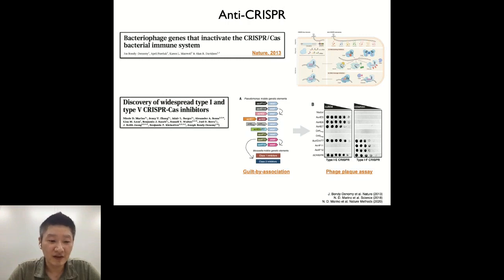However, as the existence of anti-CRISPR has been revealed relatively recently, there are still not many experimentally verified data. This makes it difficult to develop effective artificial intelligence approaches.